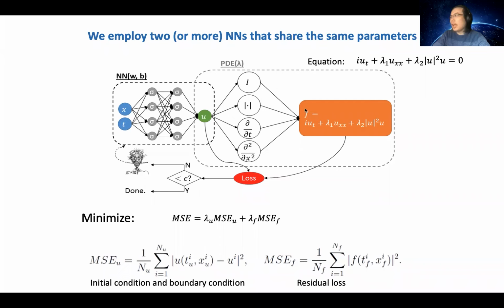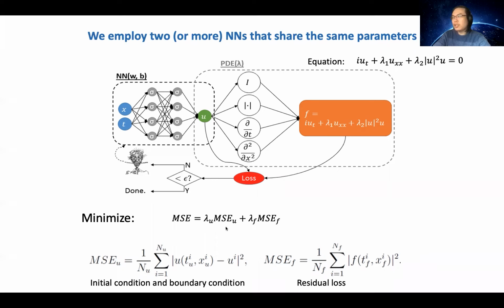And then we can calculate f. It looks like this. And we assume that the equation looks like this. So f should be 0, and then we can build a loss using the initial condition and the boundary condition of u, and the equation, this part should be 0, right? So the loss looks like this.